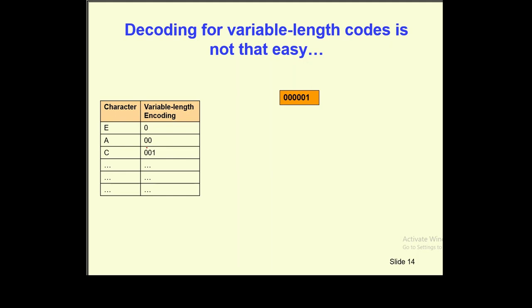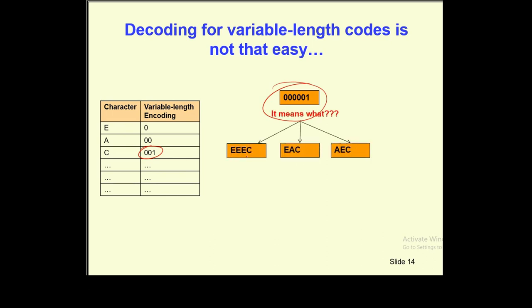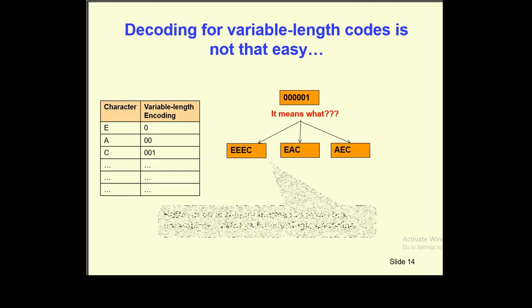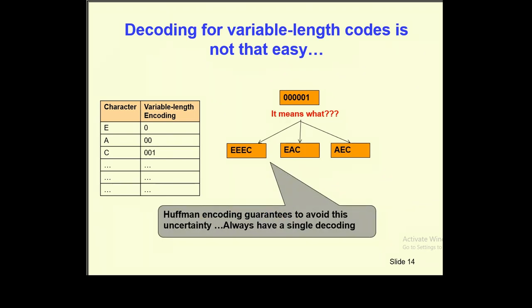But when we are doing variable length encoding, like assigning 0 to E, representing A by 00, and representing C by 001, then what is the meaning of this? How can we decode it? It can have several meanings here. It can mean triple E C, EAC, AEC, and several other meanings also. So decoding in the case of variable length encoding is not easy, because we don't know which bit represents which character. For this purpose, Huffman encoding guarantees to avoid this uncertainty and always have a single decoding. That means we will not receive more than one possible decoding of the original string when we use Huffman encoding.